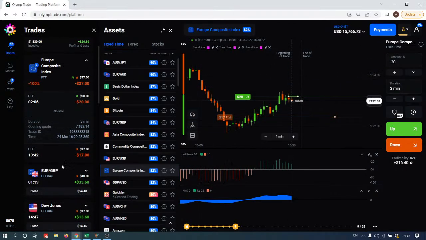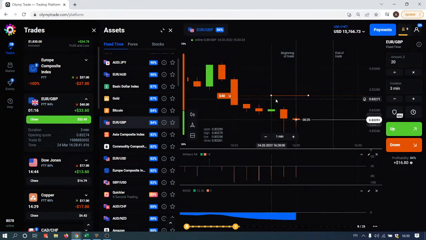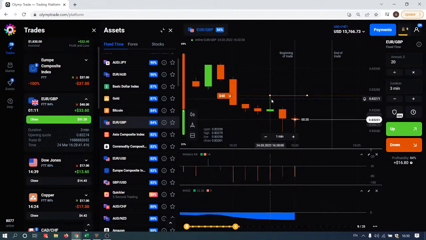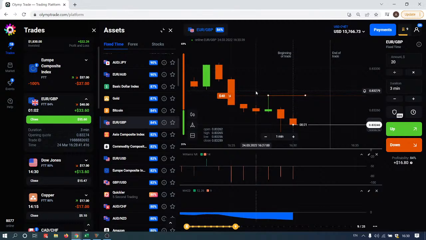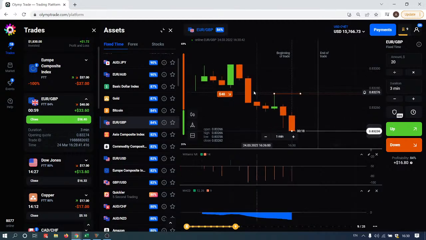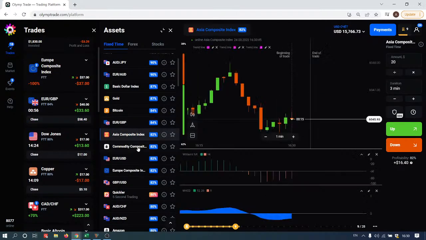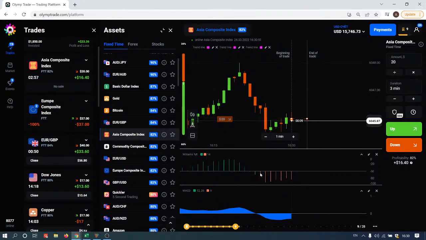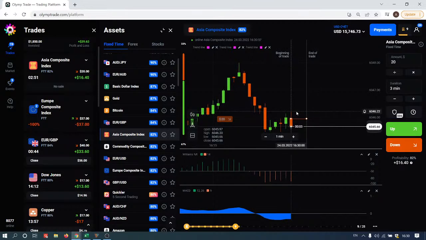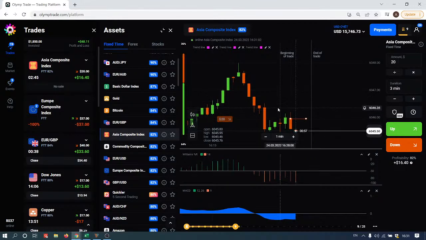The $20 Europe Composite Index, and now the Euro GBP. This trade got opened by triggering my pending order. Unfortunately, I don't have the Munich index available on my platform, so I cannot open any trades on it. But I can open trades on the Asia Composite Index. Let's give it a try once again. The signal is there, looking down, and again looking down here.